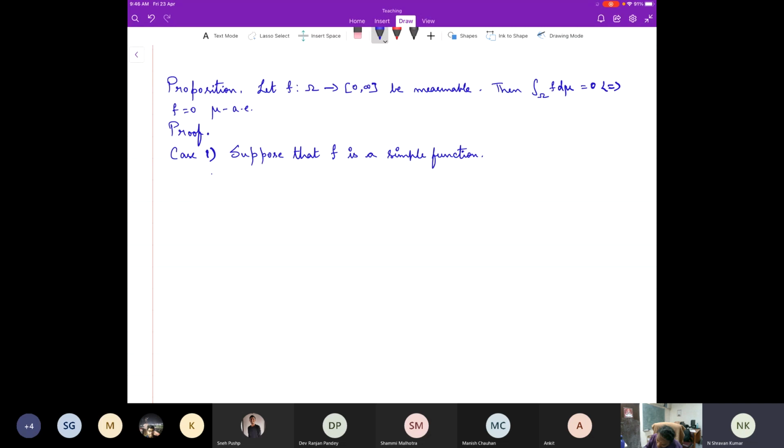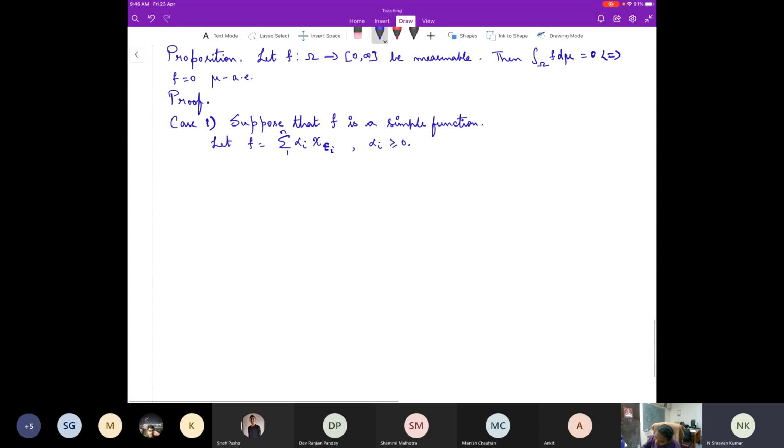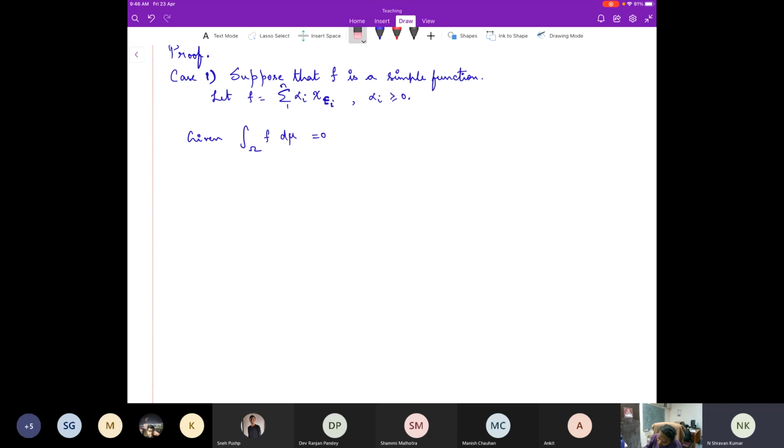So let me write f as the summation from 1 to n of alpha i chi Ei. This is the canonical representation of f, with all the alpha i's greater than or equal to 0. Now, given that the integral over omega of f d mu is equal to 0.